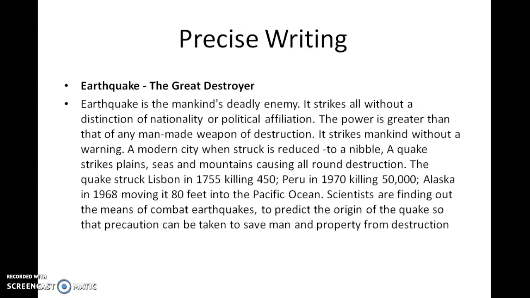So this is how you are supposed to write when you are writing precise writing, dear students. Hope you have understood the topic precise writing and get practice with precise writing in your day-to-day academic writing.